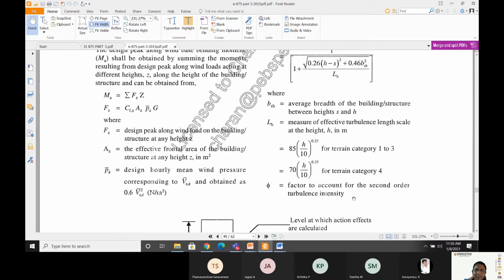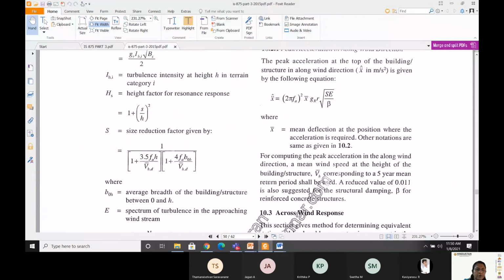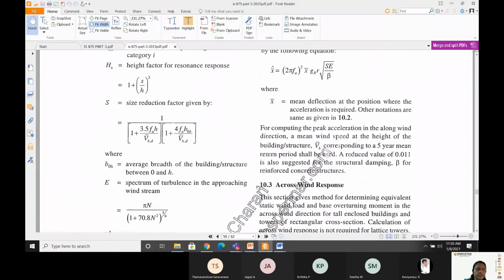So similarly, the turbulent factor also has to be considered. When the wind is blowing, even for the building, there will be a turbulent effect of the wind. So that factor is phi. All these are some of the size reduction factor, height factor, turbulence intensity factor. There are so many other factors, that is E, turbulence, winds, the average breadth, etc. You can see a number of parameters that is included. So a combination of all these parameters taken into consideration, we have a gust factor.